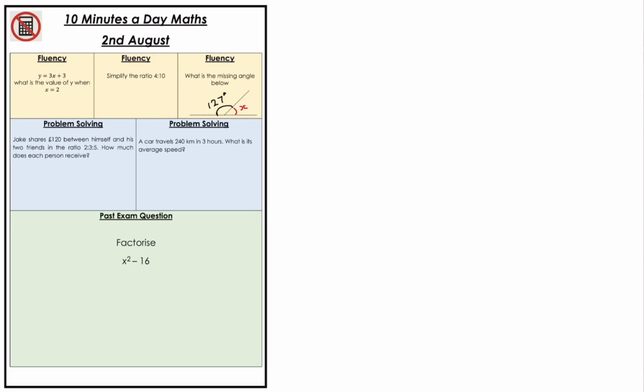So, question number 1, fluency. y equals 3x plus 3. What is the value of y when x equals 2? So this is substitution. What we do here, you write your equation, and we're going to substitute the number 2 where x is. So x is now 2.